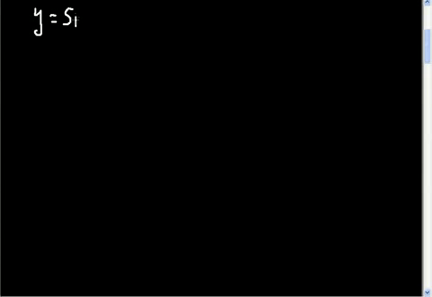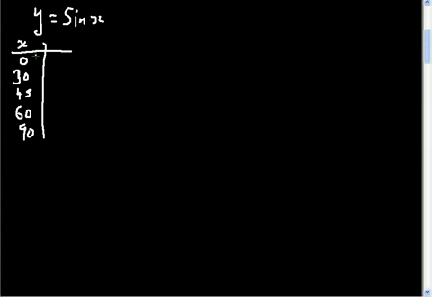So y is equal to sine x. Let me choose angles that are useful: 0, 30, 45, 60 and 90. If I make that my x coordinate, my y coordinate would be sine of that value. So sine 0 is 0, sine 30 is half, sine 45 is 1 over square root of 2, sine 60 is square root of 3 by 2, sine 90 is 1. You probably wouldn't have any problem with these because you can get those values from the calculator.